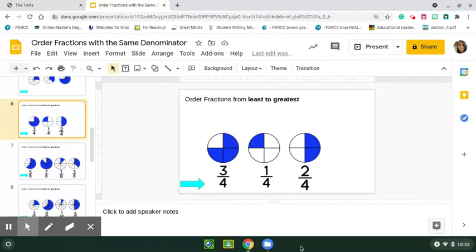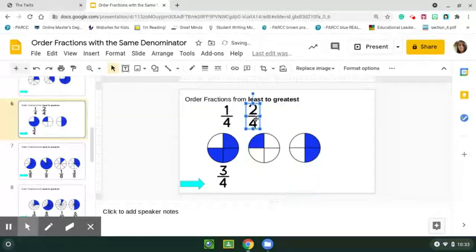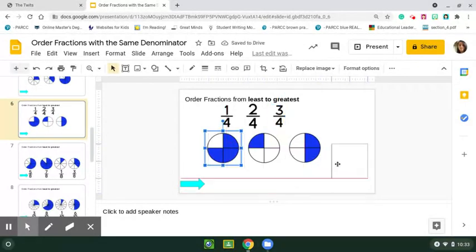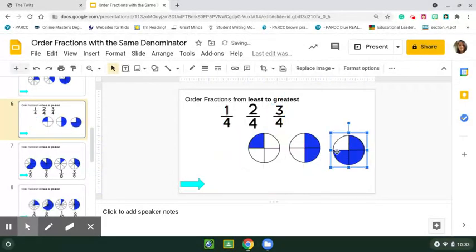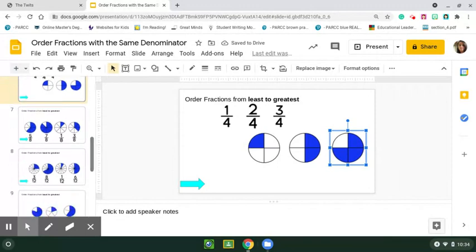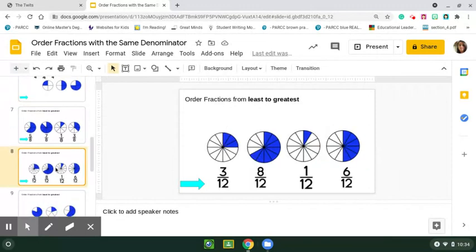We would say smallest would be 1/4. Then the next one would be 2/4. And the greatest amount would be 3/4. If you look at that, there's our picture: smallest amount, medium amount, most. This isn't too difficult. You guys got it?